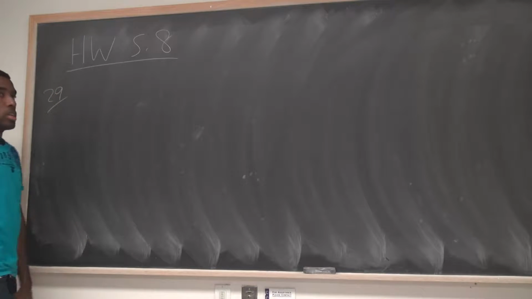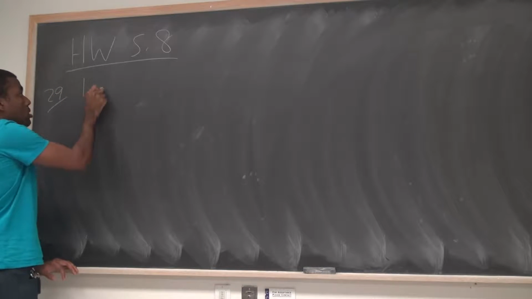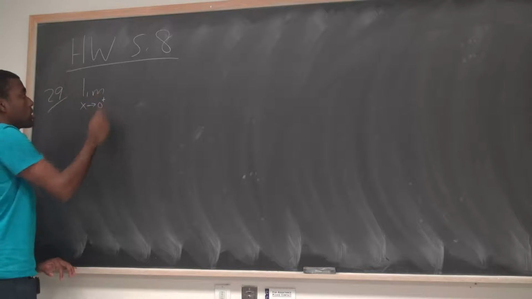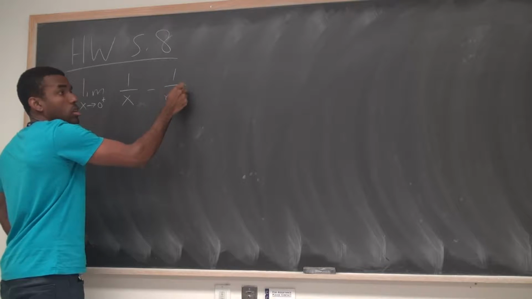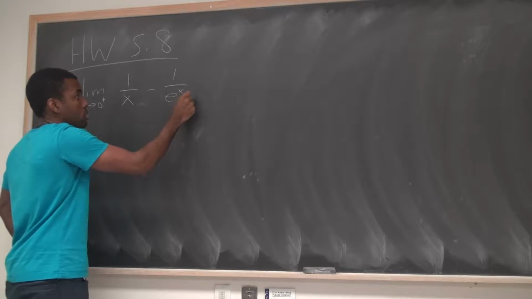Number 29. What does it say? The limit as x goes to 0 from the positive side of 1 over x minus 1 over e to the x minus 1. Minus 1 in the denominator? Yeah. Sorry.